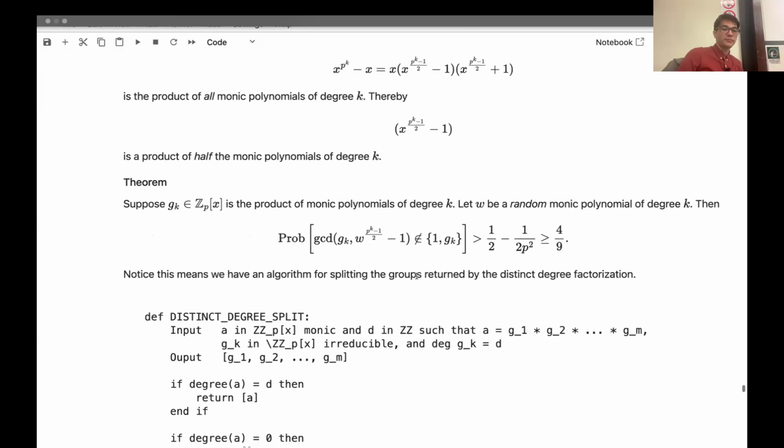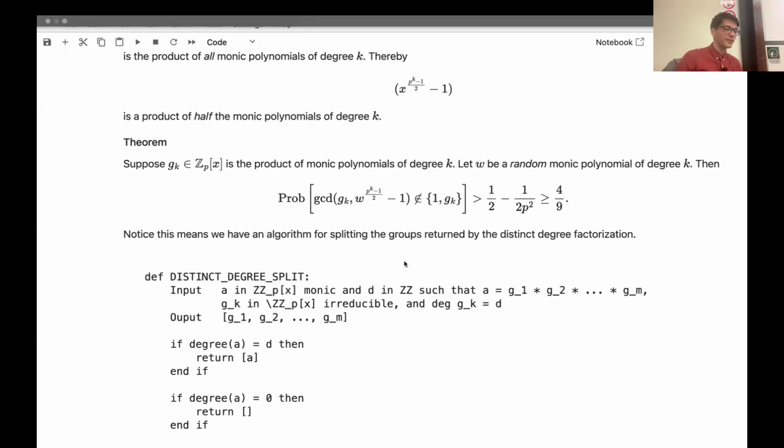Okay, here's a theorem. Suppose I take an arbitrary element, a polynomial from Zp, and I'm saying it's the product of monic polynomials of degree k. Right, so I have gk. It's an arbitrary product of monic polynomials of degree k. The question becomes, if I were to take the GCD of that against half of the roots of degree k, what is the likelihood that I'm going to get lucky? Because if that value was small, then this algorithm could be not useful.